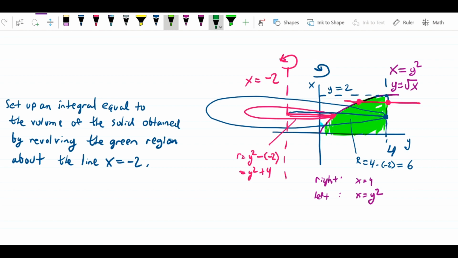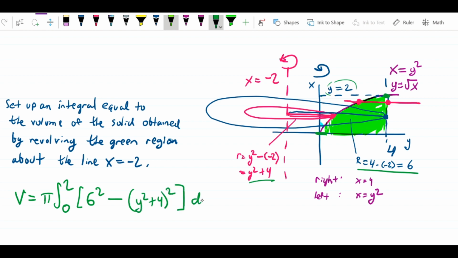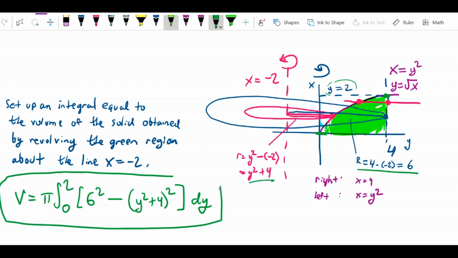So we form the integral. The integral is just going to be pi times the integral. We know that the lowest possible y value is down here, which is 0, and the highest possible y value in this green region is given by the line y equals 2. So I integrate from 0 up to 2. And now I'm going to do the outer radius squared minus the inner radius squared. The outer radius is just a constant of 6, so I take 6 squared. And the inner radius is y squared plus 2, and I square that. And I get dy, like that. Okay, so there's yet another example of the washer method.